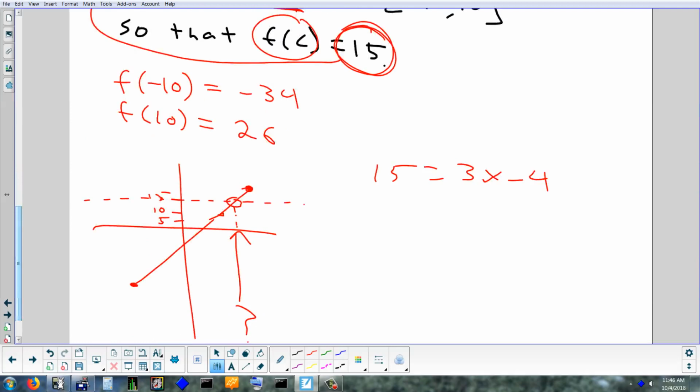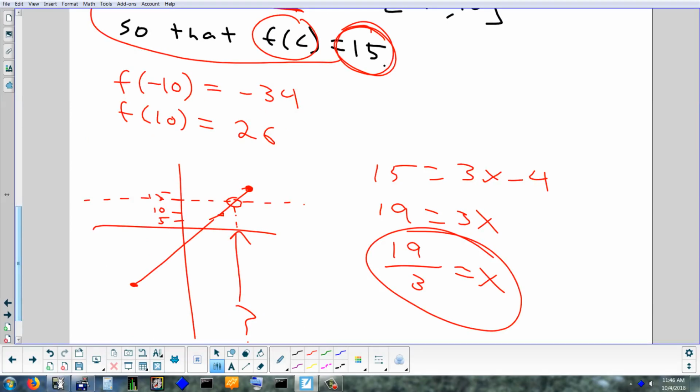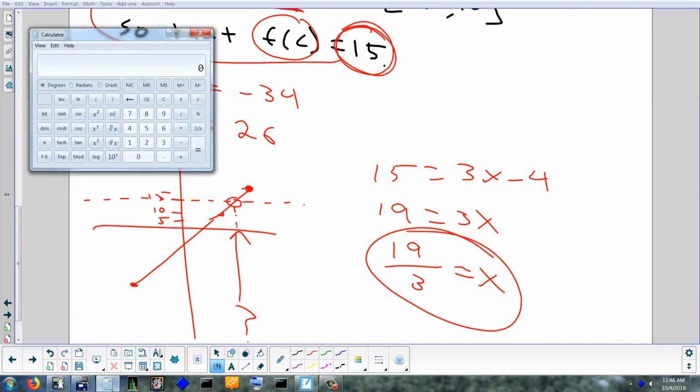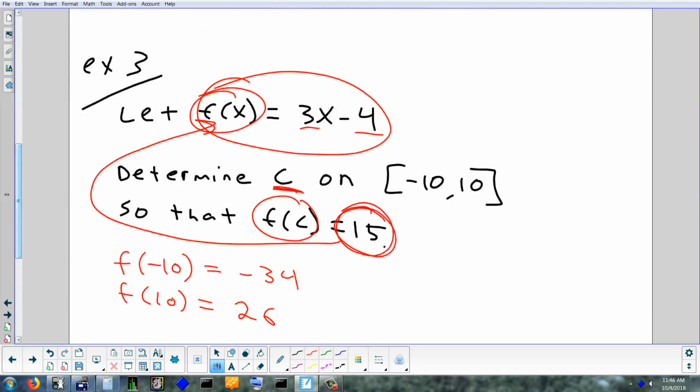So the math itself here, that's not really hard. It's the concept behind it. Okay? It's the idea of continuity. So we just add 4 and divide by 3. So you will hit a y value of 15 if you plug in, what is that, 6 and a third? 19 divided by 3. So you will hit at an x value of 6 and a third, which is right between these two numbers. And we already knew it would be because we checked the y values.